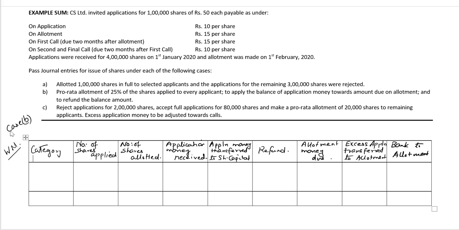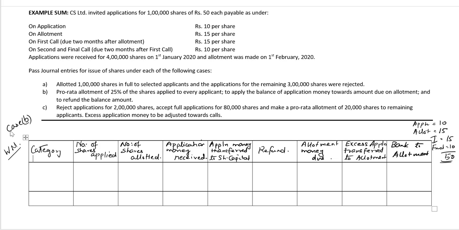Let's write down the breakup. For application, it's 10 rupees per share. Allotment is 15 rupees per share. First call is 15 rupees and the final call is 10 rupees. The issue is at par and the total comes to 50 rupees. The issue price equal to the face value.